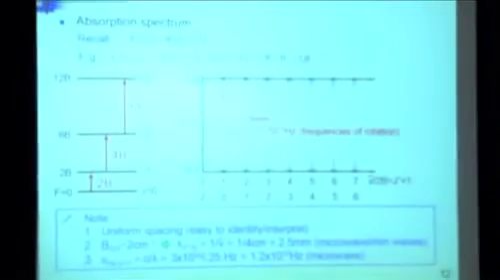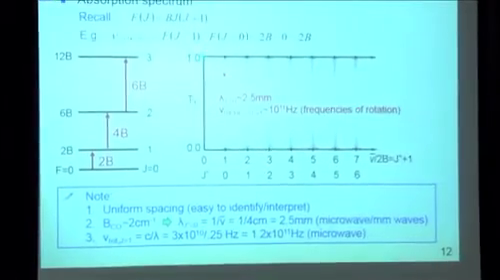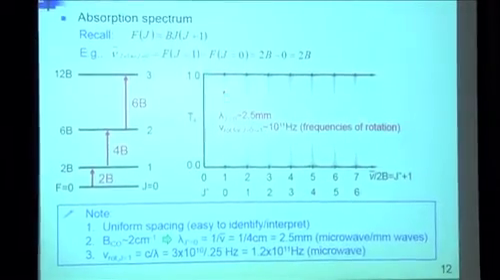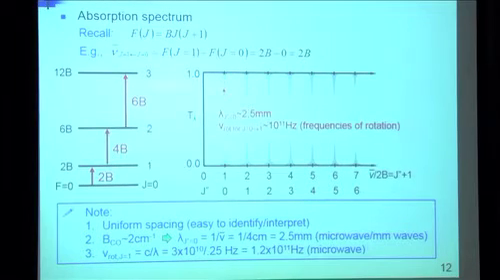So this is what you would see. If I did a transmission spectrum, the transmission would vary between 0 and 1. I'd see lines like this. And if I take that frequency and divide by 2B, since that's a constant, these are equal to J double prime plus 1. What's the minimum value of J double prime?